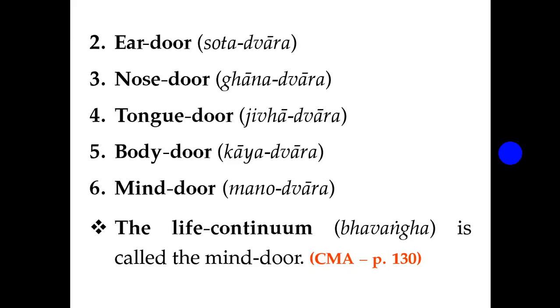Then you can read page number 130, right? These are the six doors: eye door, ear door, nose door, tongue door, body door, mind door. When you eat food, active mental states arise, right? If you like it, greed; if you don't like it, anger, dosa. Either lobha or dosa. These are called the mind, right? So therefore, the tongue is the door for the arising of mental states, the mind.